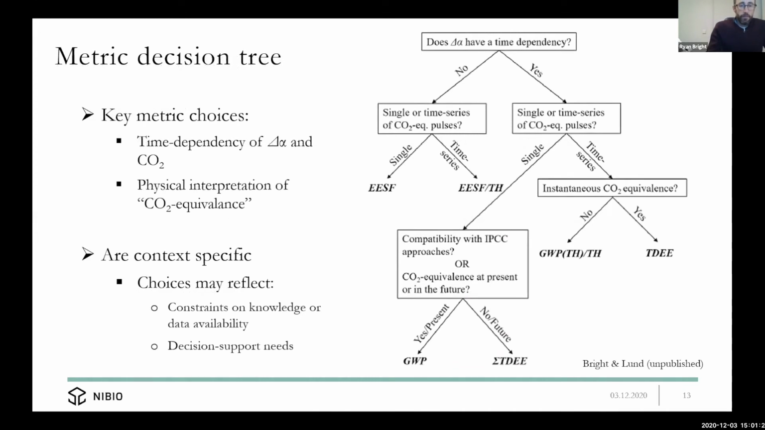And this figure is essentially a conceptual way to summarize the differences between the 3 metrics and their permutations. The differences reflect key metric choices surrounding the treatment of time, and practitioner interpretation needs. For example, does a practitioner account for any time dependency of the surface albedo change or of CO2 in the atmosphere? Does a practitioner require a single or a complete time series of CO2 equivalent pulses?